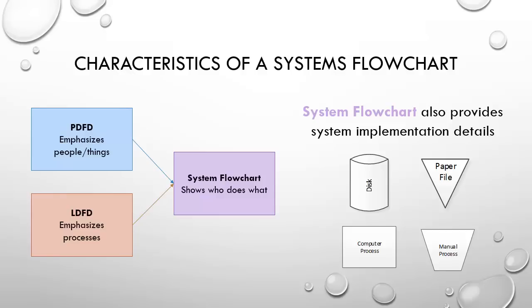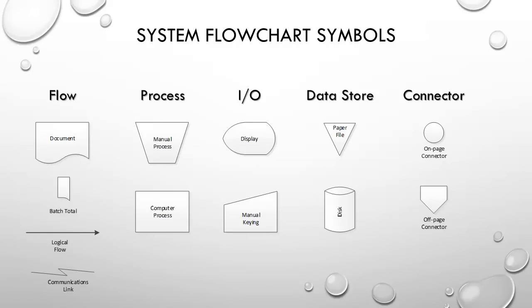A systems flowchart also displays more details about system implementation. For instance, whether a data store is an electronic disk or paper file is irrelevant in data flow diagrams, but we can specify this detail on systems flowcharts. Likewise, a process, whether it's computerized or manual, that is performed by a human, is something that we can detail on a systems flowchart. Before we jump into creating the actual diagram, let's introduce you to the common flowchart symbols.